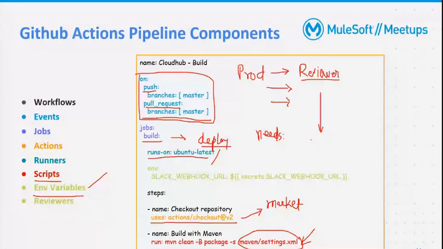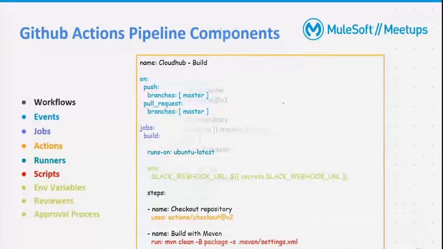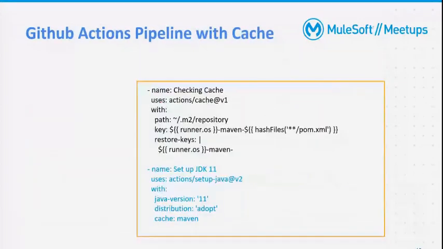Yeah, those are the components of your GitHub Actions workflow. Now, if you want to add a cache, I explained why we need a cache. Basically, in your project there will be a pom.xml. In this pom.xml you'll have all the dependencies, so by looking at this pom.xml, your dependencies will be downloaded.